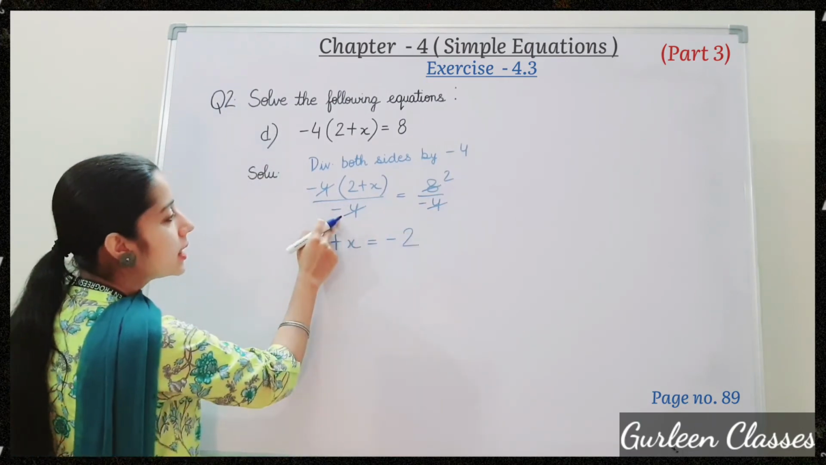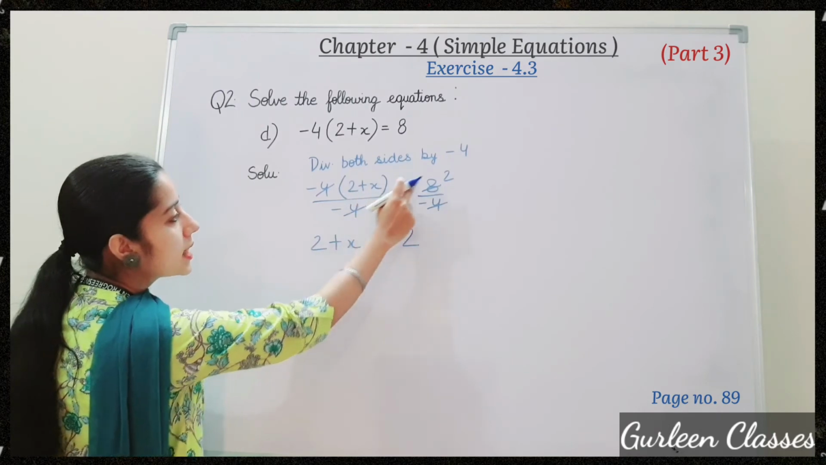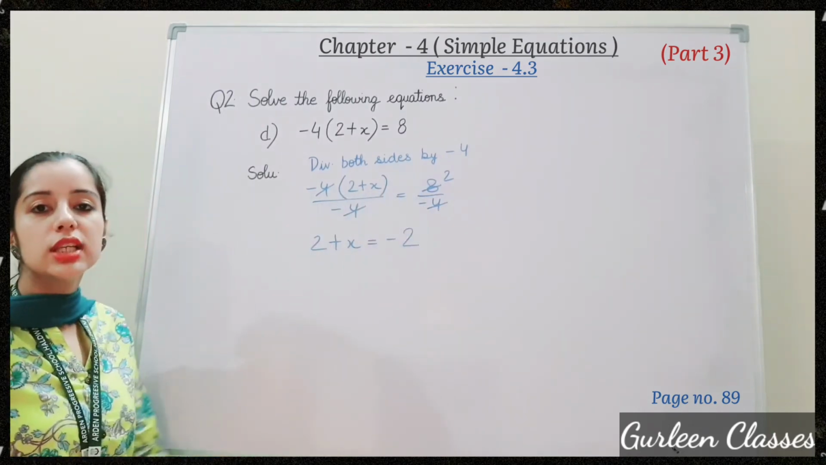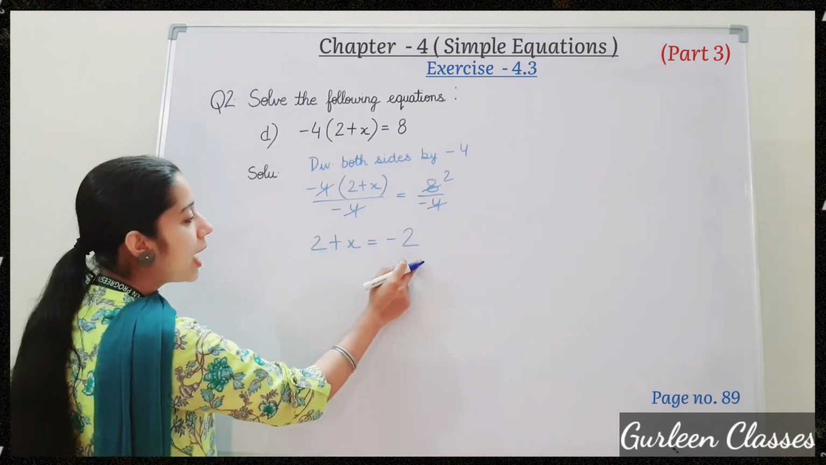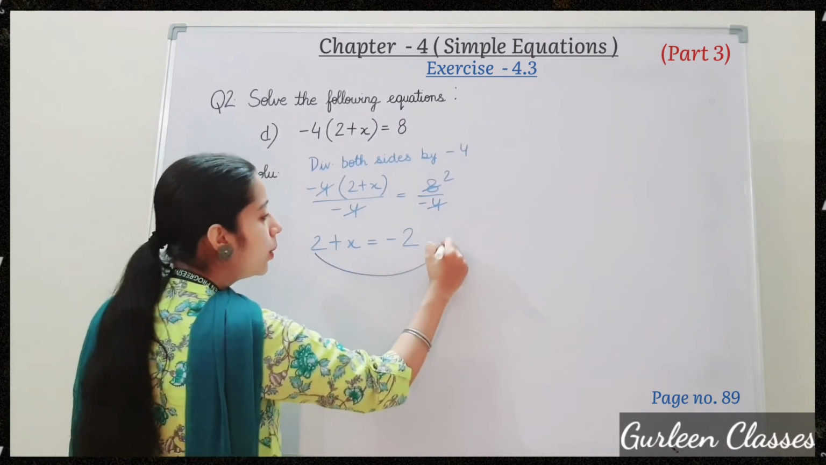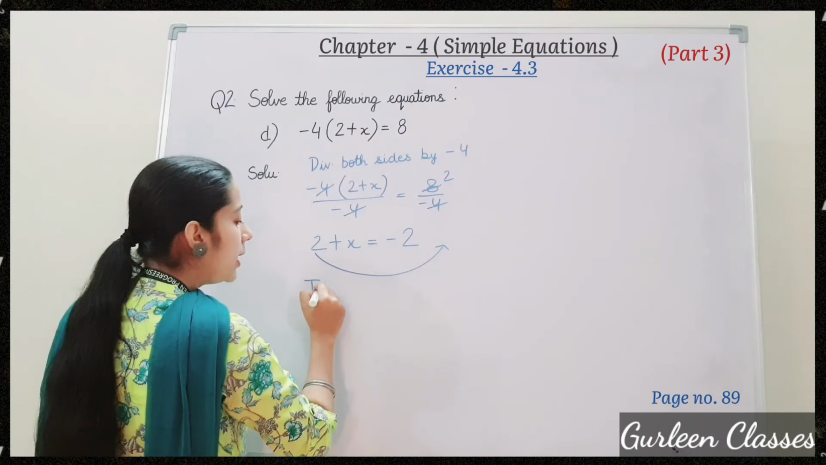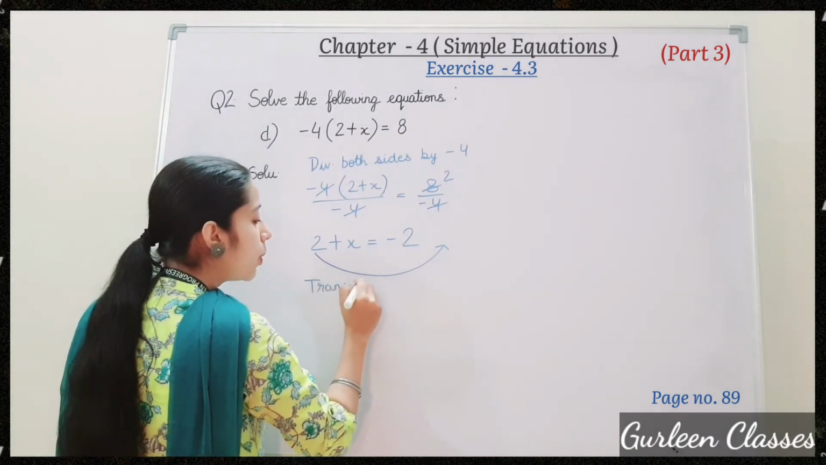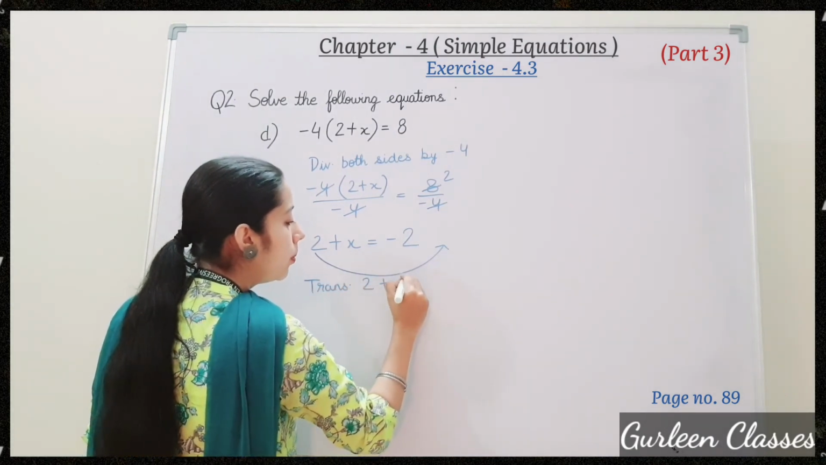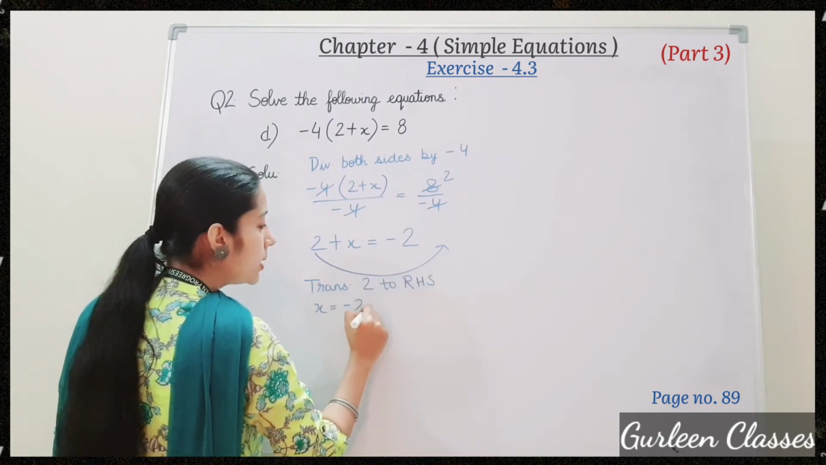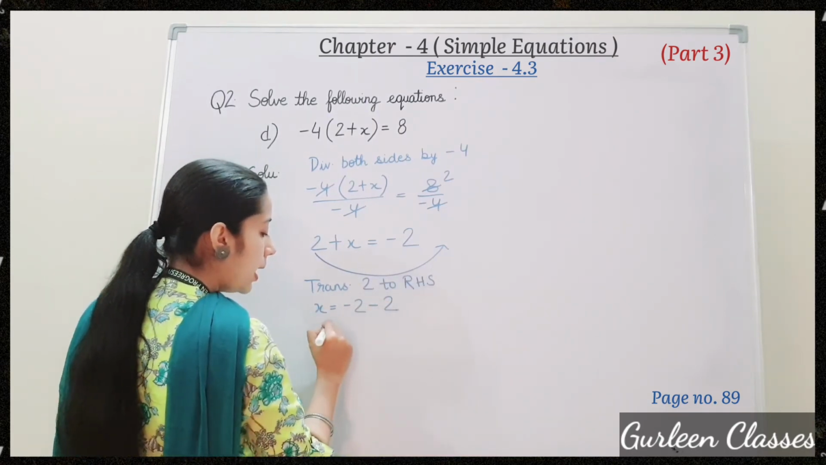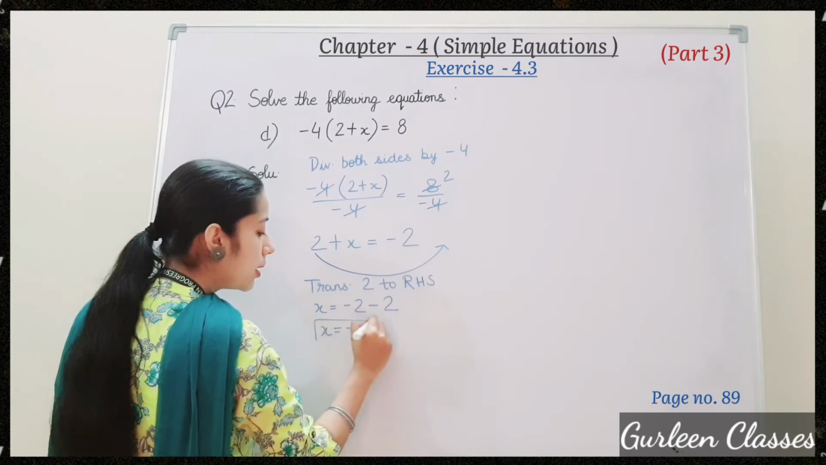So it is cancelled. So what is left? 2 plus x is equal to minus 2. This minus sign will go up. It will be minus 2. So the next step is we have to transpose this 2 to RHS. So right here, transpose 2 to RHS. Then x is equal to minus 2 minus 2. x is equal to minus 4.